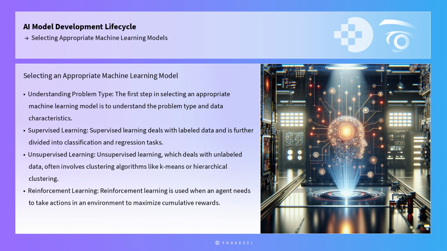Unsupervised learning, which deals with unlabeled data, often involves clustering algorithms like k-means or hierarchical clustering, and dimensionality reduction techniques such as principal-component analysis. Reinforcement learning is used when an agent needs to take actions in an environment to maximize cumulative rewards, with algorithms like Q-learning and deep reinforcement learning.